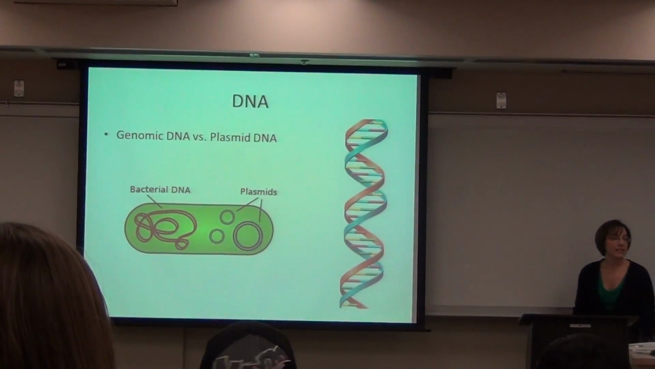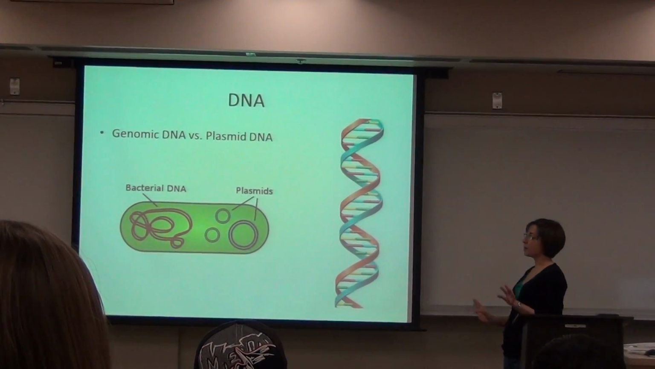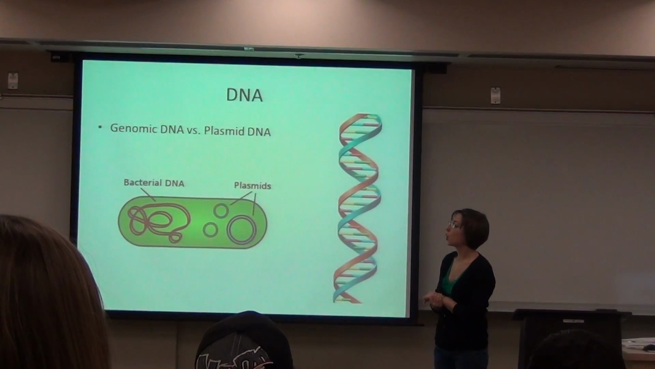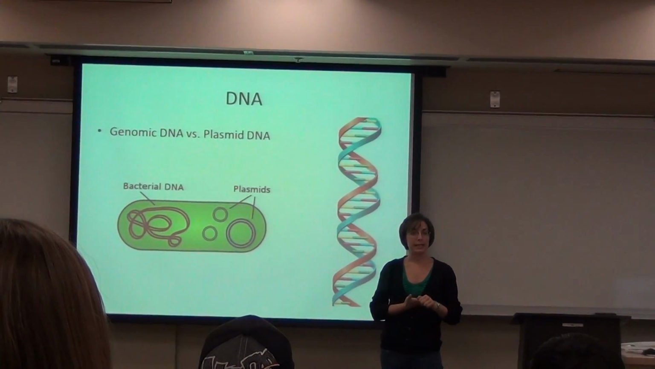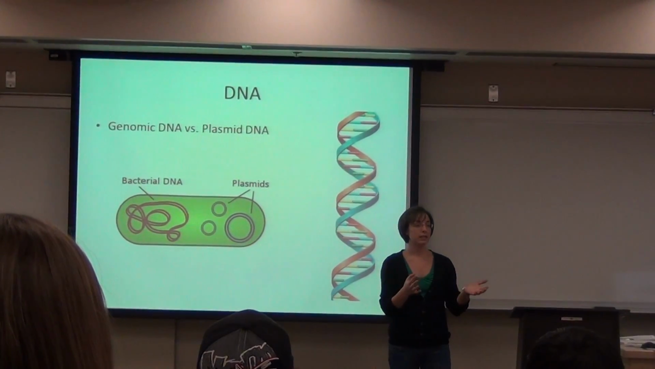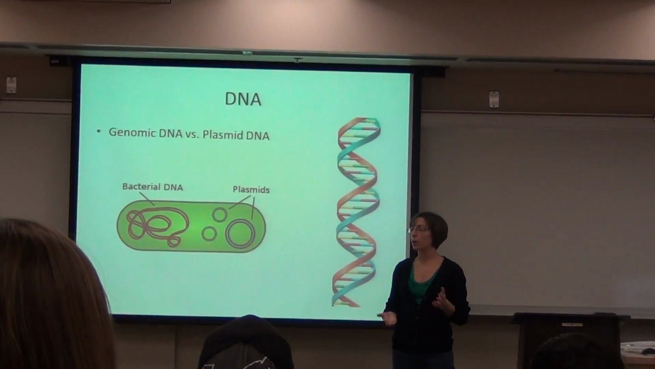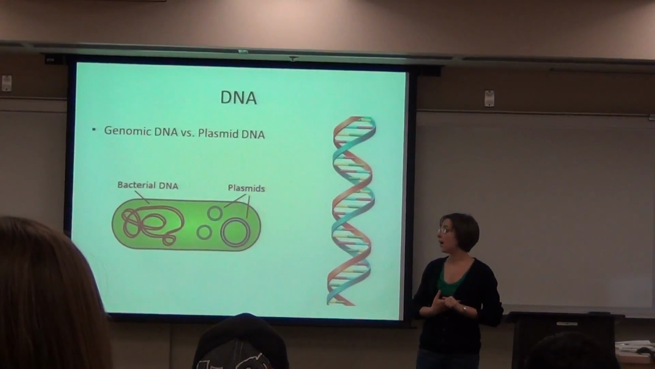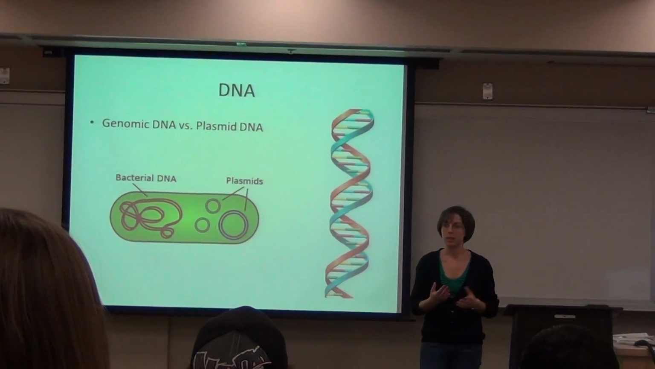Okay. DNA comes in a couple different forms, especially in bacteria. So bacteria have genomic DNA, and that's what every cell has. The genome is what tells the cell what kind of cell it's going to be, what kind of proteins it's going to make, what it needs to function and be alive.